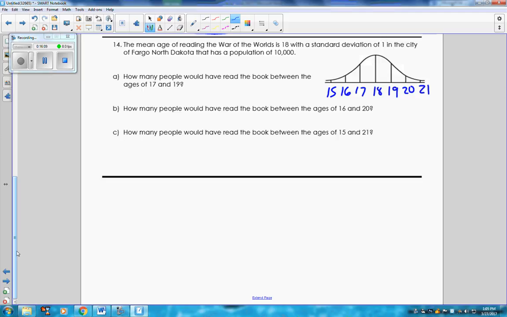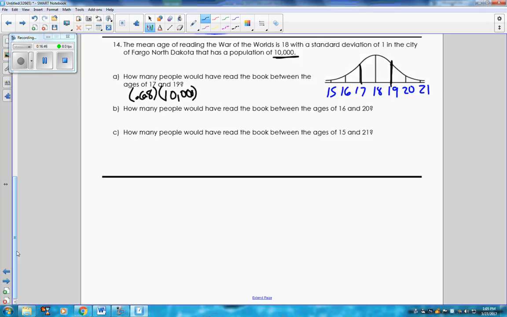A asks for how many people would have read the book between the ages 17 and 19. So 17 and 19 is here and here. Those land on the standard deviation, so I can just use my percentages to find the probability. In this case, it's going to be 0.68. But the question asks for how many people would have read the book. So from here, I have to take that 0.68 and multiply it by the population of our city, which is 10,000.